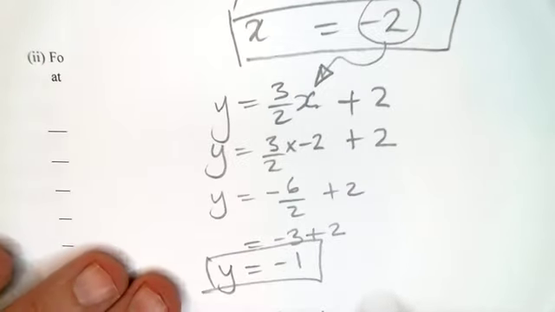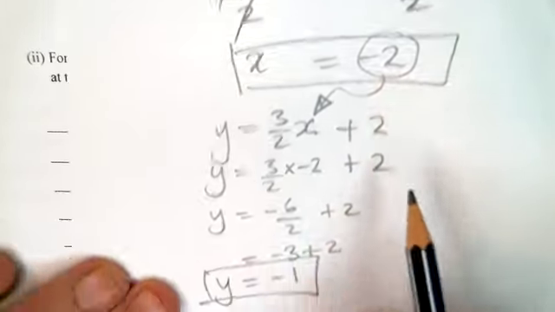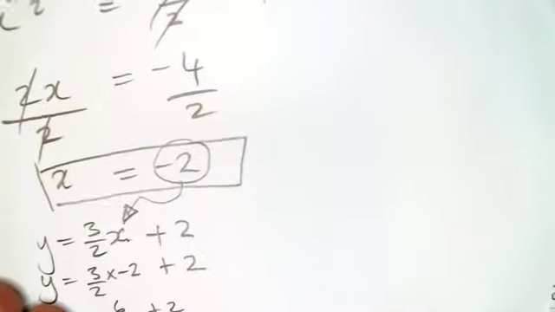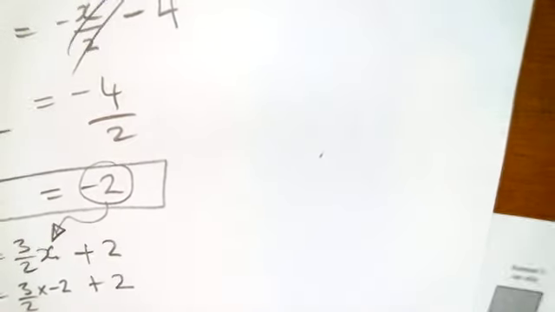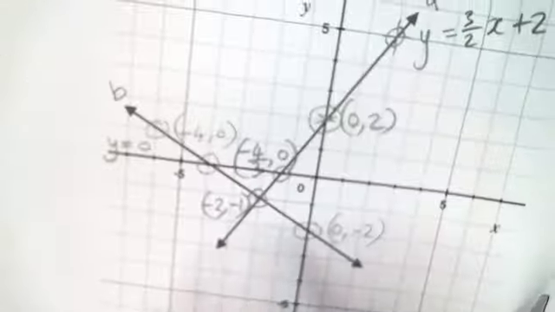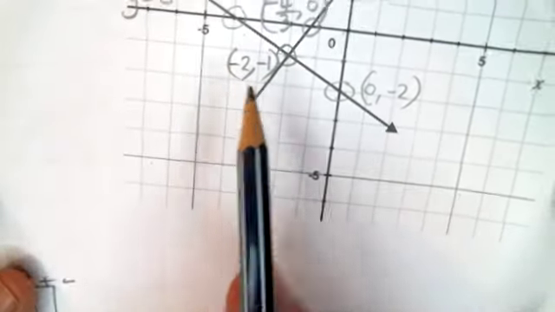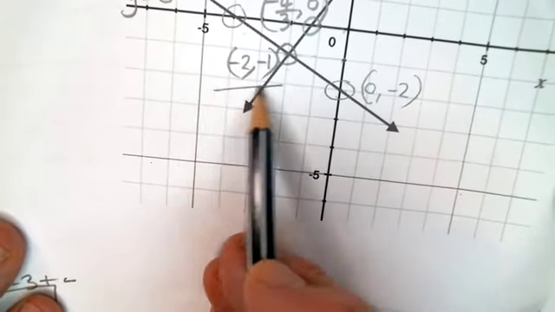So now I've got my two values. I've got x is negative 2, y is negative 1. So therefore, let's just confirm that. So I've got negative 2, comma, negative 1. Oh, look, there it is. Negative 2, comma, negative 1. So that confirms that we were correct.